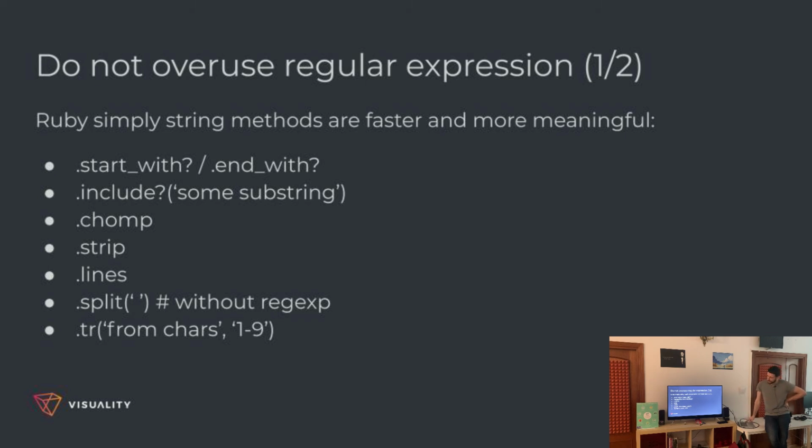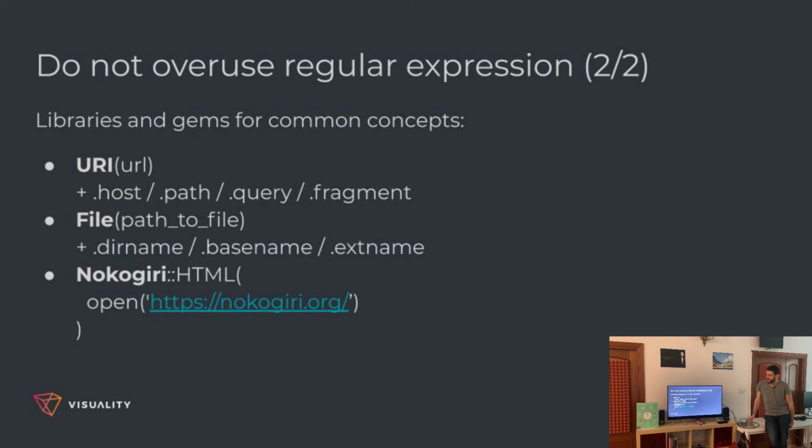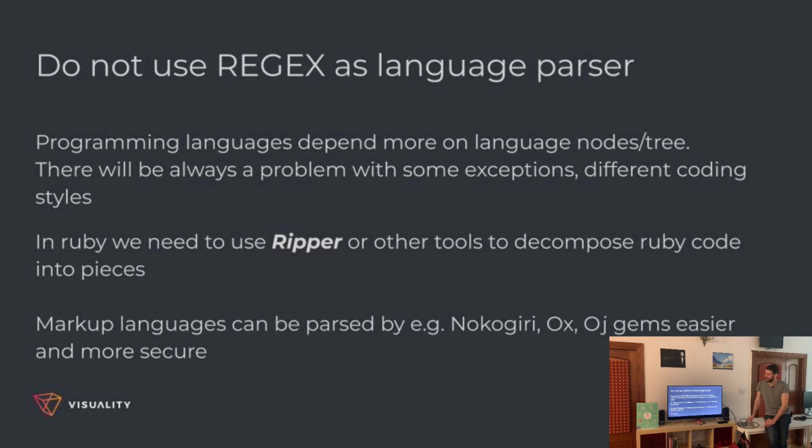So we have Ruby methods to just check when a string starts or ends with something, or includes some substring. We can chomp, get lines, or split it with just substrings. So it's quite more meaningful for the reader, and we can use libraries which can split it into parts by common concepts like URI or file or markup languages. We shouldn't use regular expressions for parsing a language. We have a very different way to put statements into different strategies also. So we have Ripper for that in Ruby, for example, and markup languages are also parsed by more secure gems in Ruby, and more efficient also.